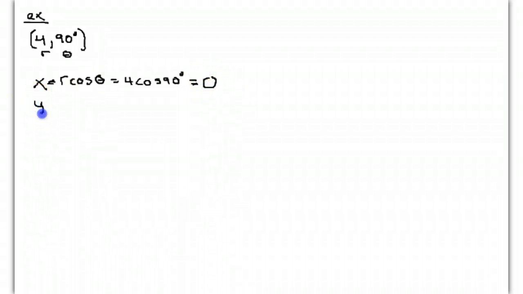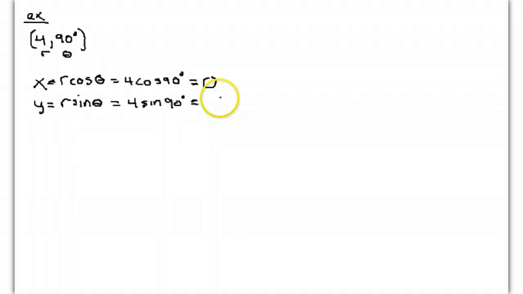To get Y, it's the other formula. It's going to be R sine theta, which you already got R and you already got theta, so that's going to be 4 sine of 90. And you plug that in the calculator. Comes out to 4. So what it's telling you is that 4 cosine 90 in polar is going to convert to 0, 4 in rectangular.